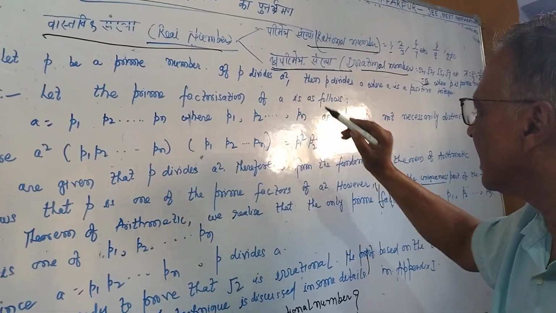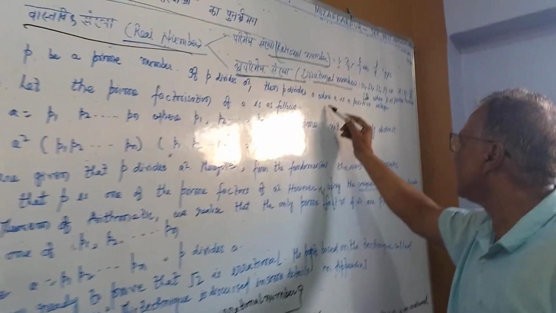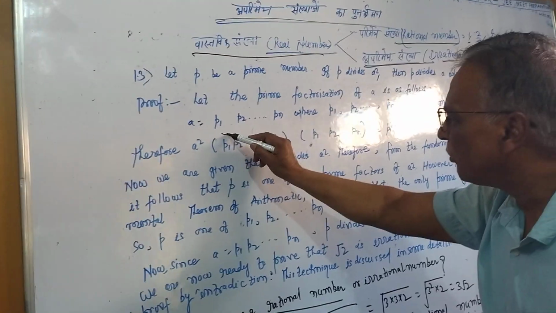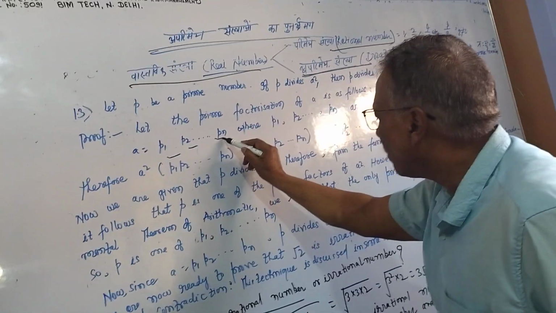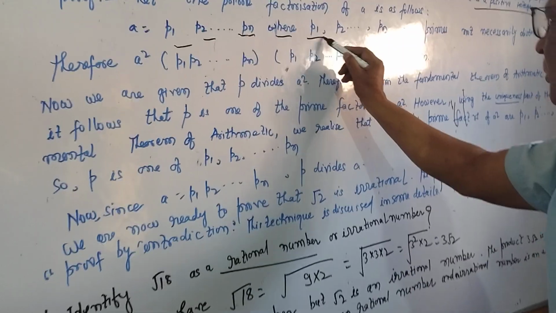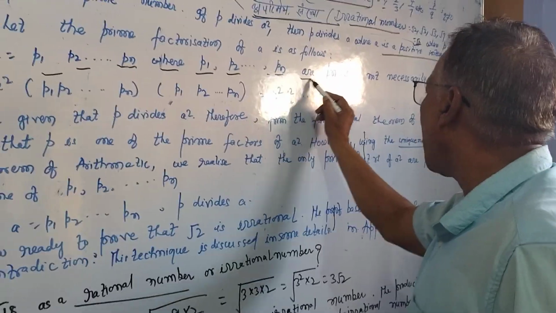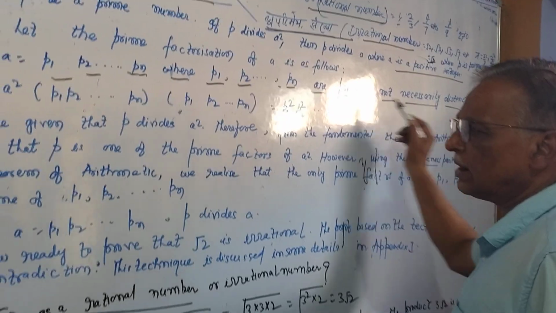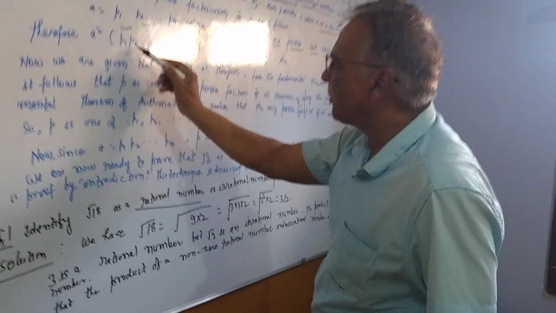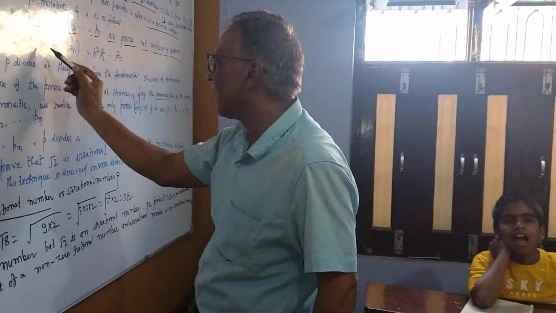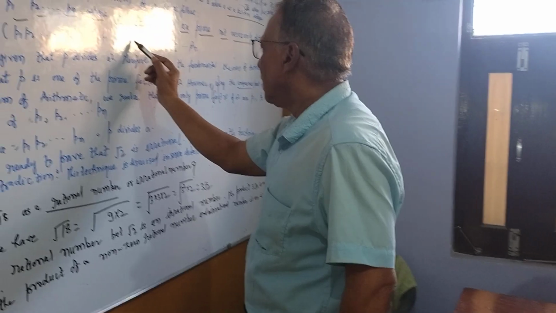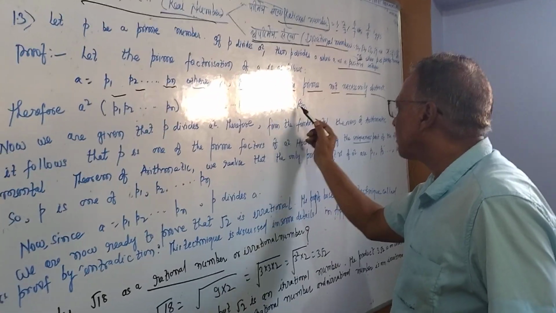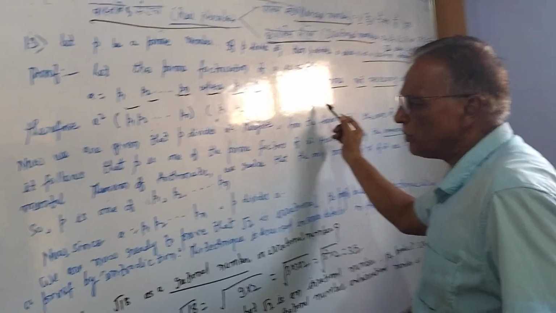If p divides a square, then p divides a, where a is a positive integer. Let a be equal to p1, p2, and so on up to pn, where p1, p2, so on pn are primes, not necessarily distinct. Therefore, a square is equal to p1 square, p2 square, and so on up to pn square.